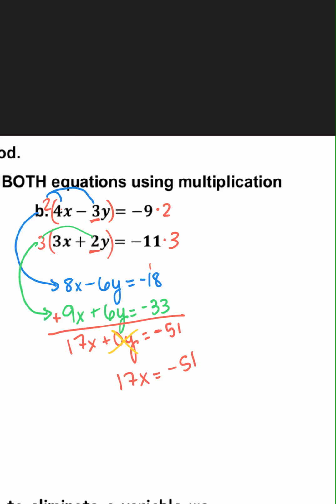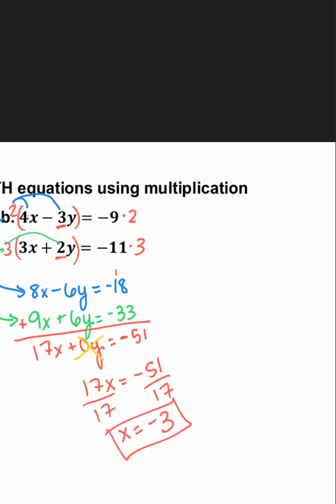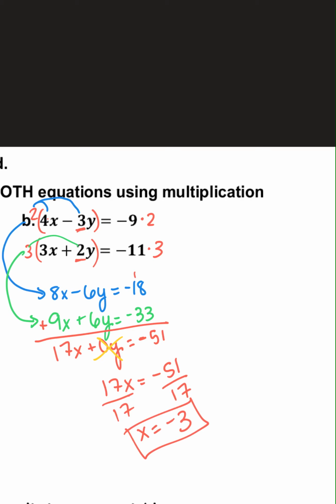And then we're going to divide both sides by 17. And then negative 51 divided by 17 is negative 3. So that's my x coordinate. Now I'm going to move to my first equation and plug it in. So now we're going to plug it into this first equation here using substitution.